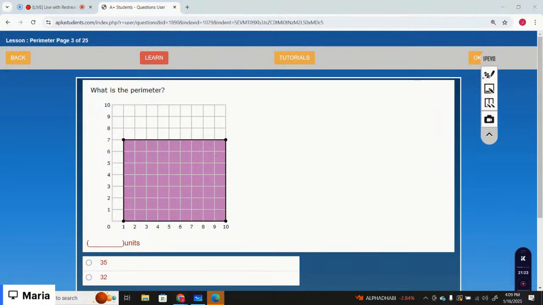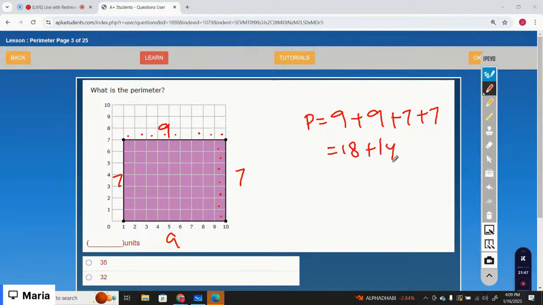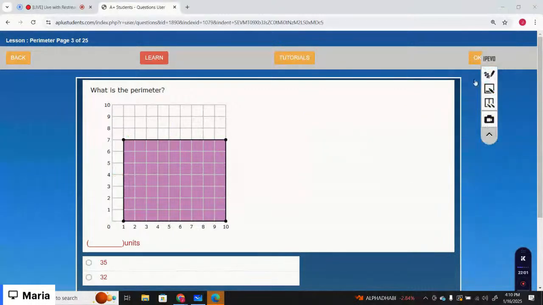What is the perimeter? Which is the correct option? 1, 2, 3, 4, 5, 6, 7, 8, 9. 1, 2, 3, 4, 5, 6, 7. So you need to calculate 9 plus 9 plus 7 plus 7, that is 18 plus 14. That is 32. So the perimeter is 32. Option number 2 is the correct option.